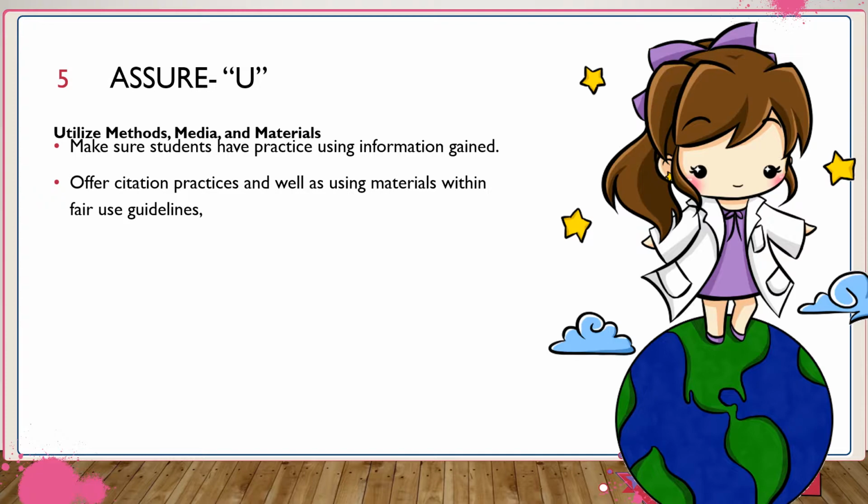The U in the Assure model means to utilize the methods, media, and materials. So make sure the students have practice using the information that you've provided. At the end of your discussion, you can have a brief class participation where you ask the students which example would be within fair use. And you can also give them practice on citations, such as finding the errors in citations or just writing out citations in general and how to use them.